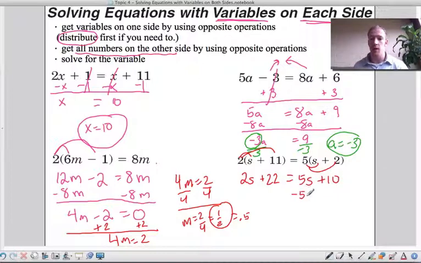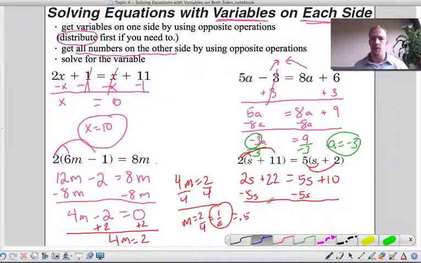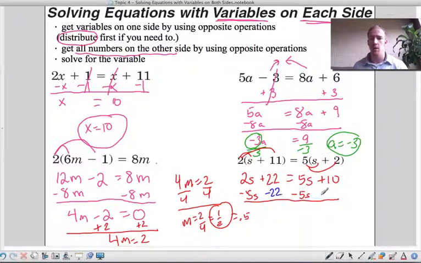Now, move all the variables on one side. And watch, I'm going to do two things in one step here. So I'm subtracting a 22 from both sides. That eliminates this. I'm subtracting a 5s from both sides, and that eliminates that. You don't have to do that, but it's just a little quicker. So 2s minus 5s is 3s equals 10 minus 22 is negative 12. Divide by 3, and that gives me s equals negative 4, because negative 12 divided by 3 is negative 4.